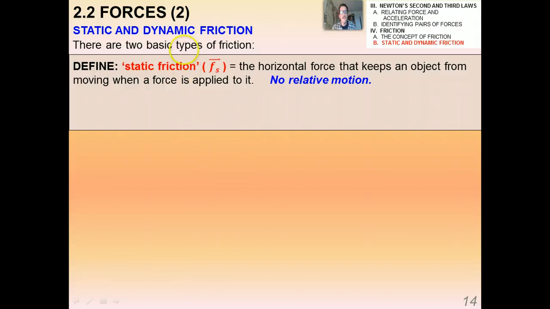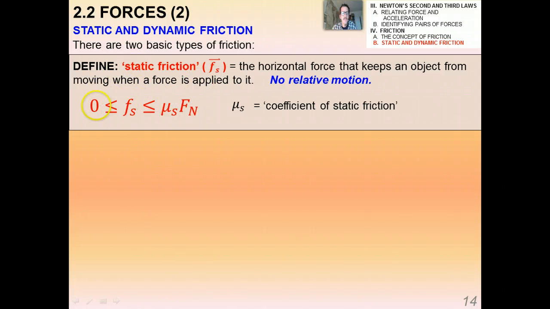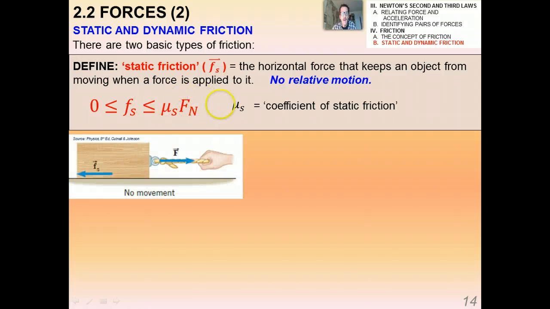Static friction is the first kind of friction I want to talk about. This is the horizontal force that keeps an object from moving when a force is applied to it. There's no relative motion between the two objects in contact. Static friction is denoted by a little f sub s vector, okay? And it's given by this equation. It turns out that static friction is a variable kind of friction, and it varies between 0 and a maximum value, but it's always given by mu sub s, which is called the coefficient of static friction, times the normal force. And I'll explain why static friction is between 0 and this maximum value in just a little bit, okay?